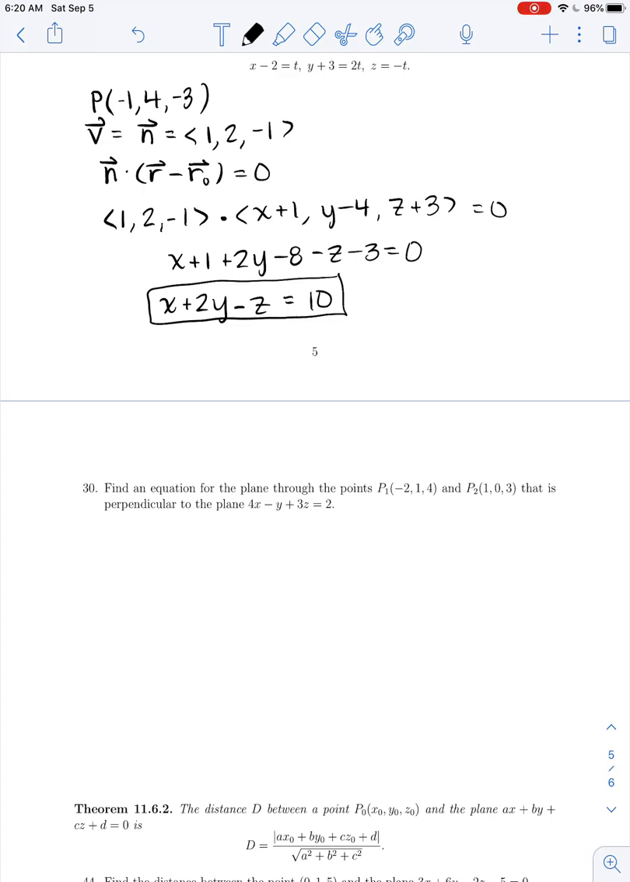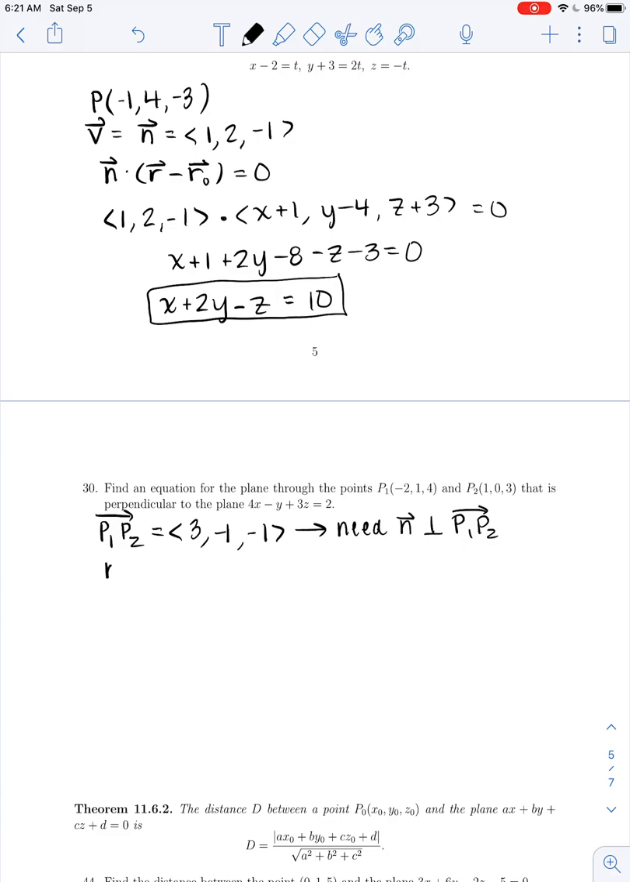Find an equation for the plane through the points P1 and P2 that is perpendicular to this given plane. All right, so we have 2 points for sure, so we don't need to do any work finding a point. What we need to find is a vector normal to our desired plane. So if we take vector P1P2, this is a vector that's going to lie in the plane. So 1 minus a negative 2 is 3, negative 1, and negative 1. All right. So we need our vector n to be perpendicular to this vector.